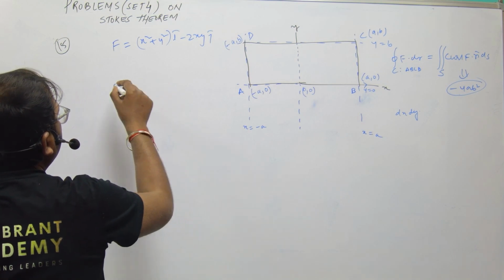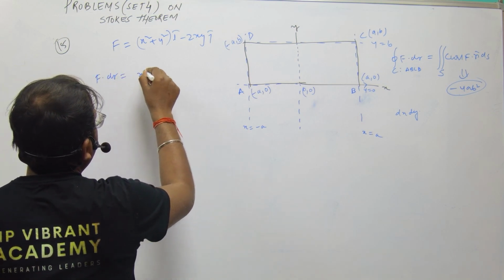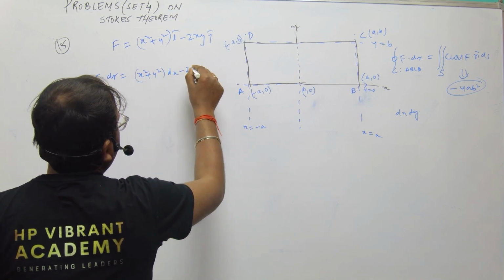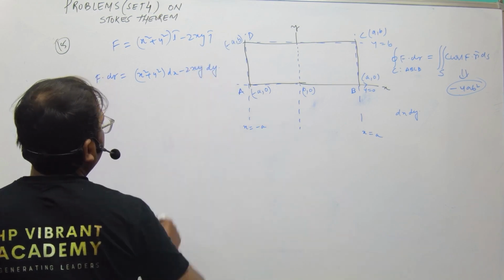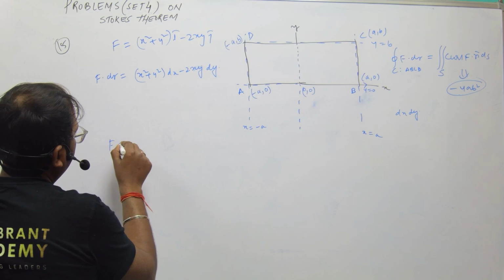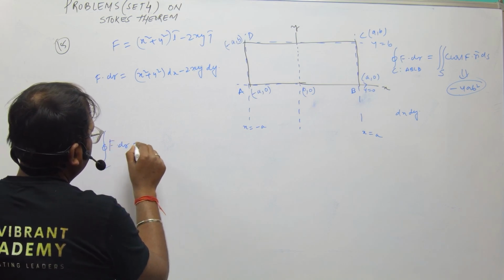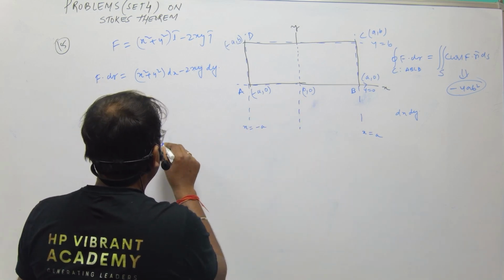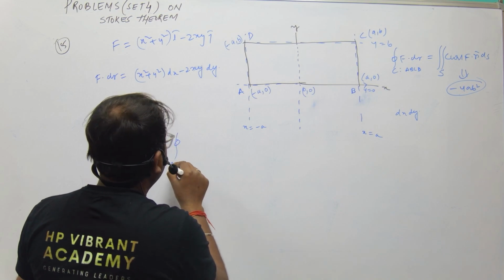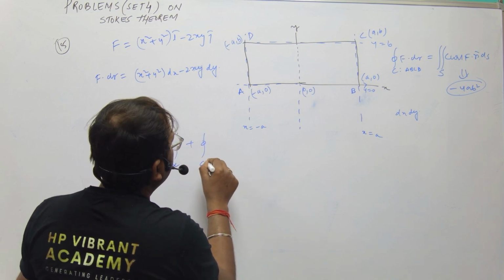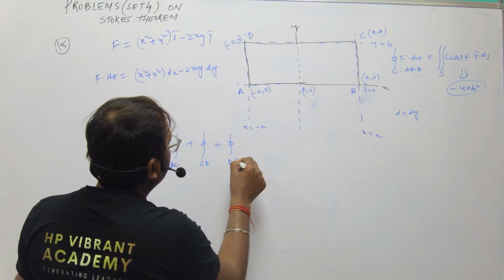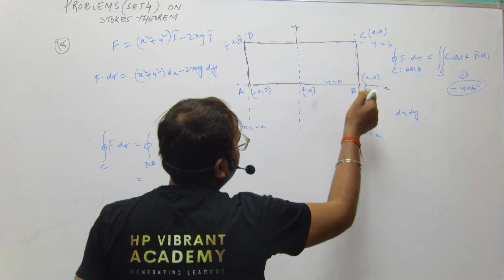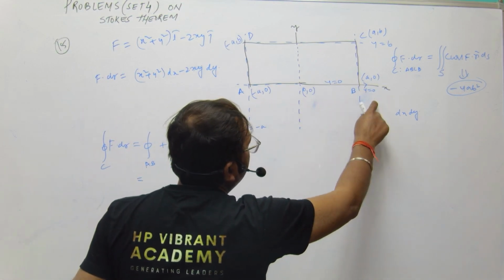So the value of F dot dr is equal to (x square plus y square) dx minus 2xy dy. So we have the integral of F dot dr along the curve C equal to the line integral along AB plus the line integral along BC plus the line integral along CD plus the line integral along DA. Along AB we have y is equal to 0, and x varies from minus a to plus a.